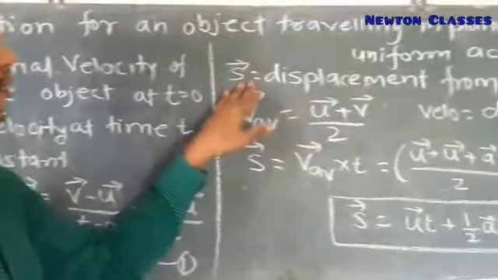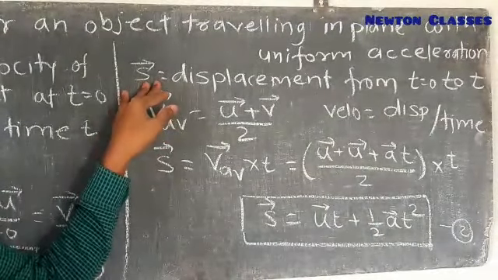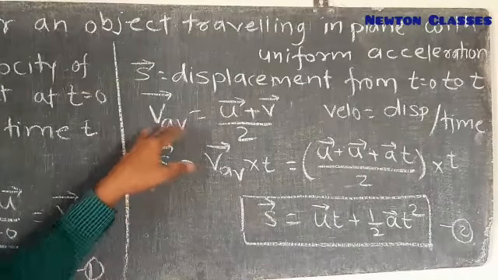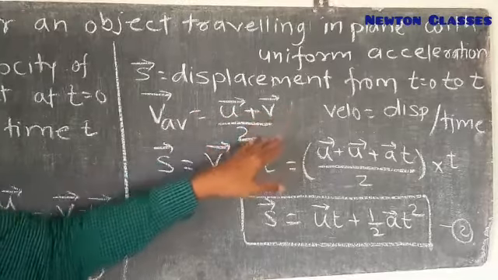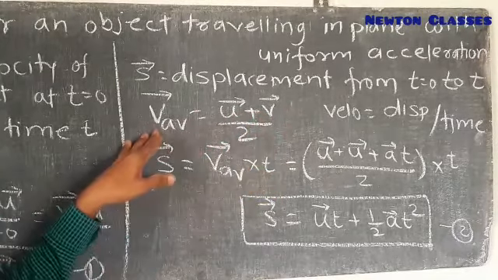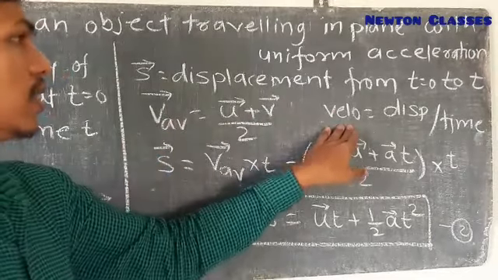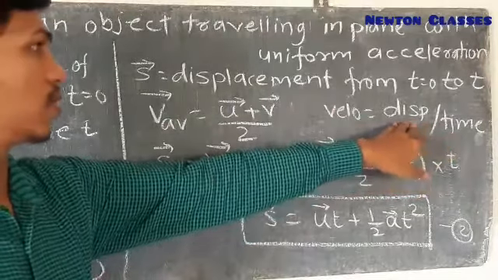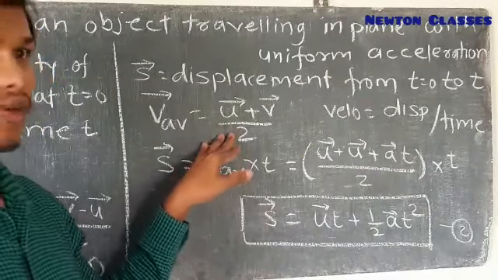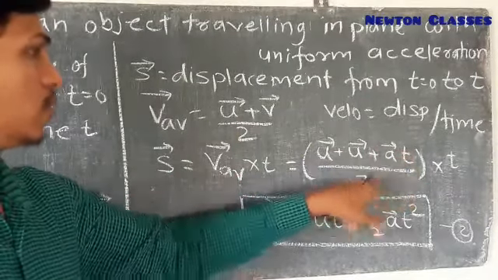Now s bar is equal to displacement of the object for time t is equal to 0 to t. Here average velocity is equal to initial velocity plus final velocity divided by 2, because acceleration throughout the motion is constant, therefore we can calculate average velocity like this. Also we know velocity is equal to displacement upon time, therefore displacement is equal to velocity into time. By substituting value of average velocity, here we get u bar plus v bar upon 2 into t.